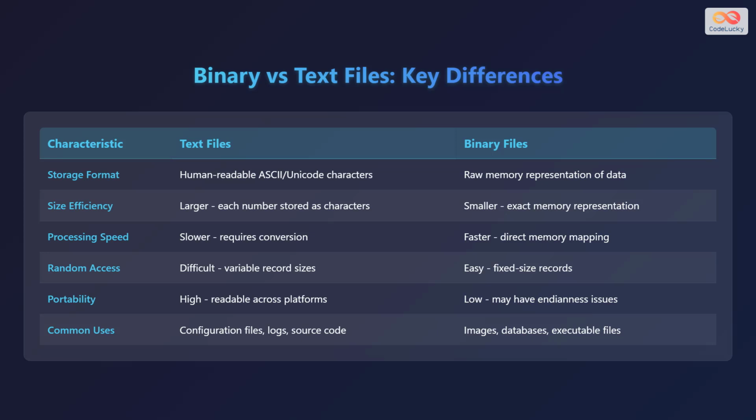mapping. Random access is difficult with text files due to variable record sizes, but it is easy in binary files with fixed-size records. Portability is high for text files, as they can be read across different platforms, but it is low for binary files due to endianness issues. Common uses for text files include configuration files, logs, and source code, while binary files are typically used for images, databases, and executable files.